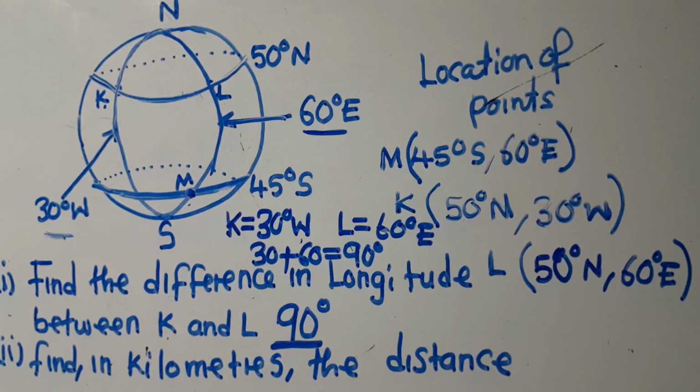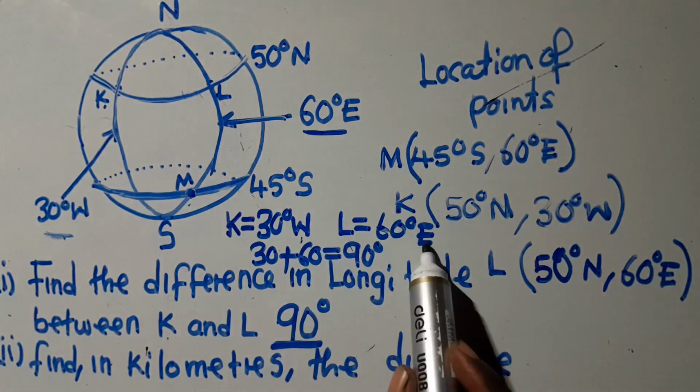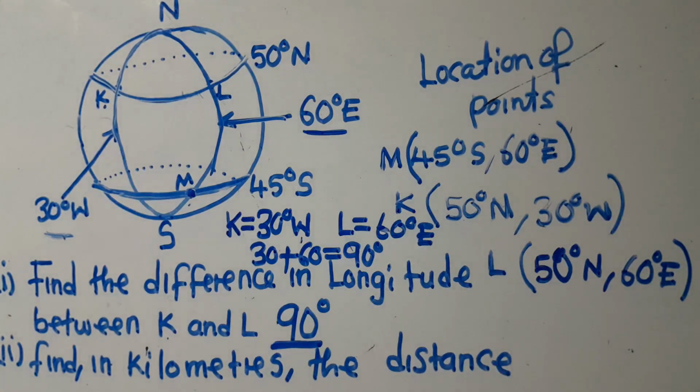But if you've got the same direction, let's say east, east, you need to subtract. West, you subtract. North, you subtract. South, you subtract. But if you've got different signs, you need to add. So we've added, and you just say no direction. This is the final answer, the difference. You just say 90 degrees. Like this, you are done.